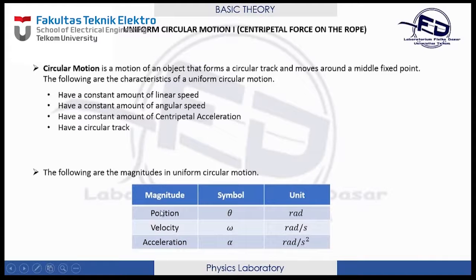So in the position, the radian will become meter, and the velocity meter per second, and the acceleration is meter per second squared. And for the symbols column, sequentially downwards, change them by S, V, and A or alpha. So the acceleration is still the same.